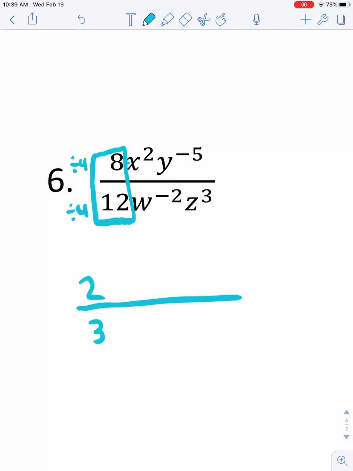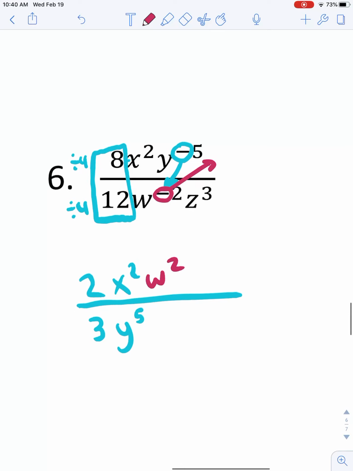Now, x squared, nothing wrong with that, so I can rewrite that up top. Y to the negative 5th, that is a negative exponent, and it needs to move down. So y to the positive 5th gets to move to the bottom. W to the negative 2nd, that's a negative exponent. That needs to move up. W squared can move to the top. The only thing I haven't talked about yet is this z to the third, which should stay down low.